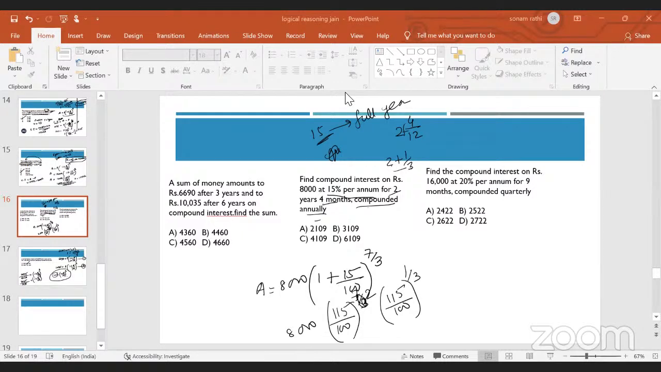Put everything in the formula. Principal is given to you, rate is given to you, and it is compounded quarterly. So per annum it is 20%. So for a quarter, it is 20 by 4, right? So 16,000 bracket 1 plus R, 20 by 4 is 5 upon 100, 9 months. In 9 months, how many quarters? 3 months, 3 months, and then 3 months. 1, 2, 3. Right?